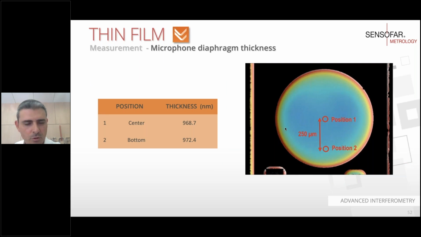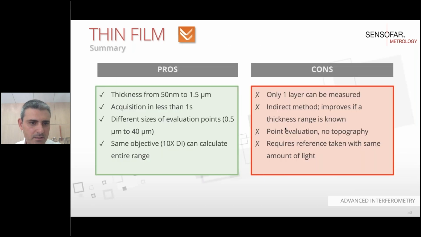We are able to measure layers from 50 nanometers up to 1.5 microns using this spectroscopic reflectometry. Acquisition time is about 1 second. And we can evaluate that in a single pixel, up to an addition of several pixels together. That is more or less depending on the magnification we are using, down to 0.5 micron pixel size.